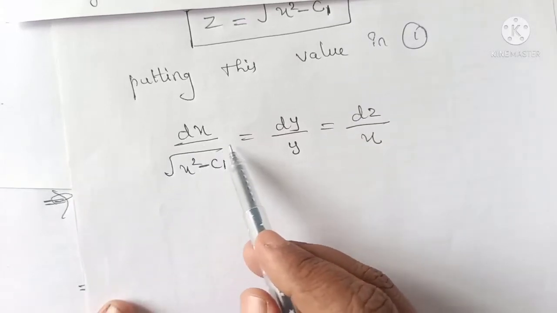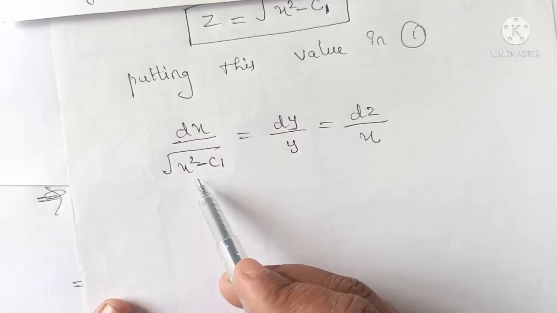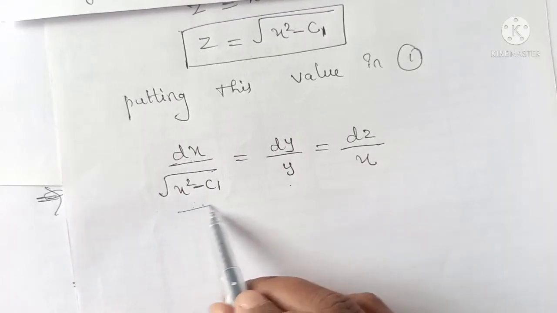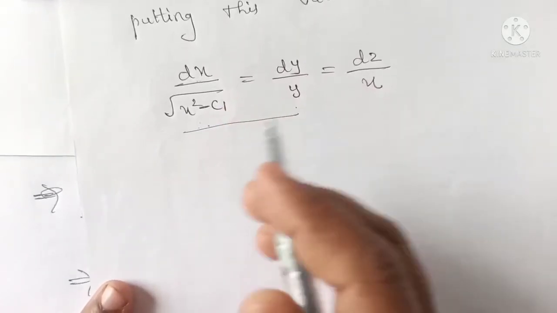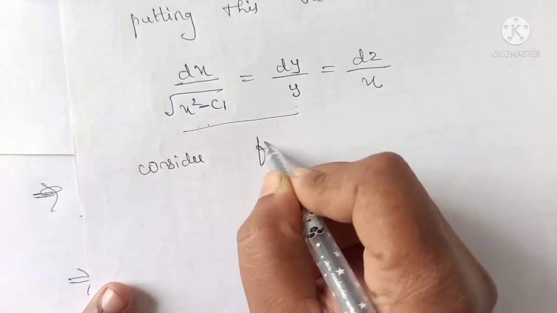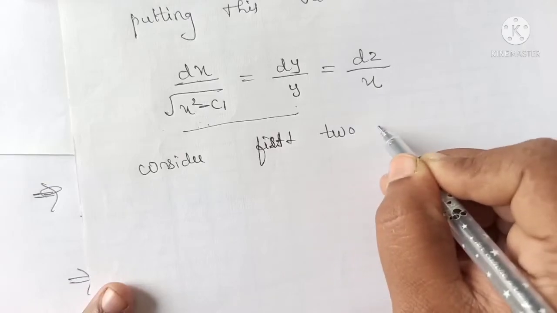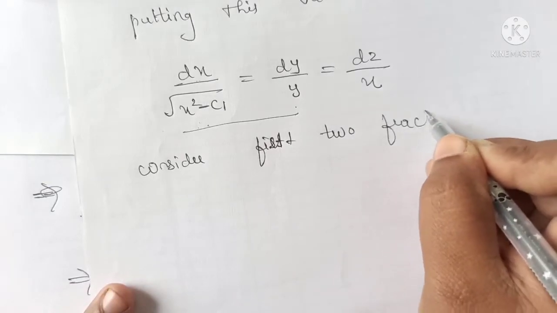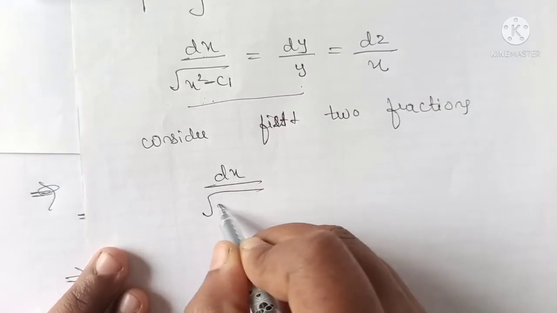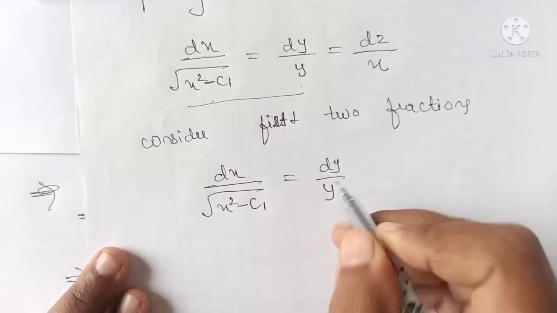Now we can observe that this is in terms of x, z is replaced in terms of x. To get another set of solution, we consider these first two fractions, so that we get dx divided by root of x square minus c1 is equal to dy divided by y.